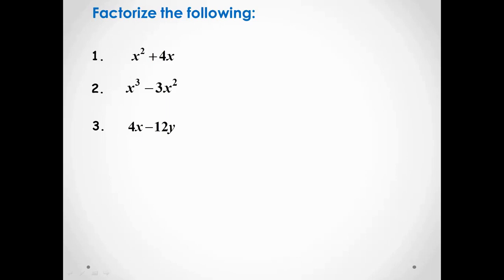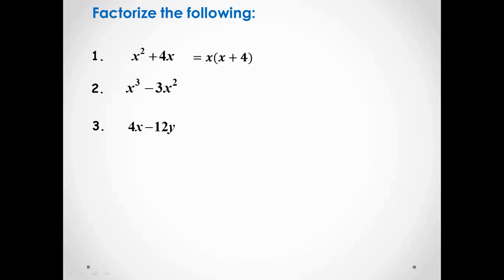Alright, so if you have given these a try, I'm hoping you realize that the x is a common factor here, which means that we have x outside, and in brackets we'll have x plus 4. Again you can check by simply using the distributive property and see if you get back the original expression. So x times x will give us x squared, and x times positive 4 will give us plus 4x.